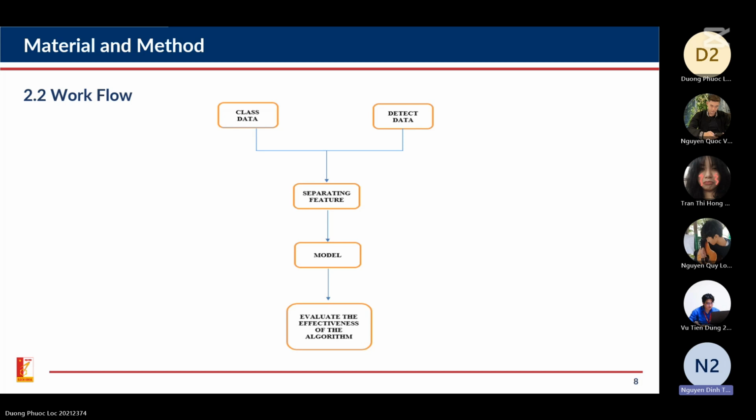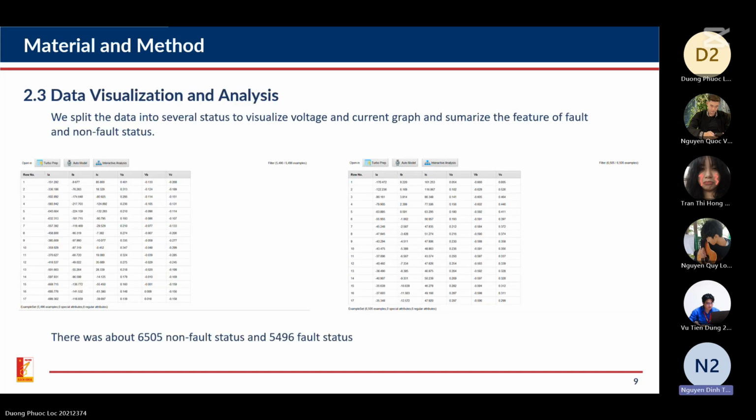About the workflow, we put the fault data and normal data into AI Studio to separate the features. Next, we put it into the model and evaluate the effectiveness of the algorithm. About the data visualization and analysis, we split data into several statuses to visualize voltage and current graphs and summarize the features of fault and non-fault statuses.